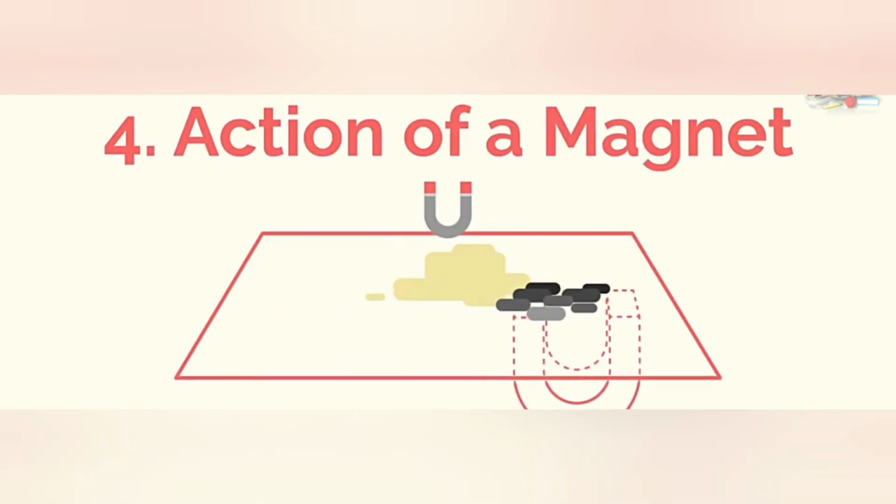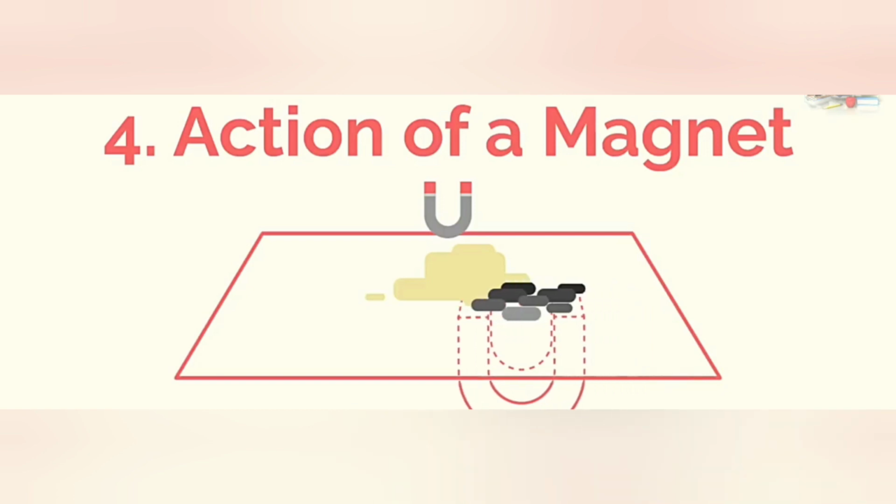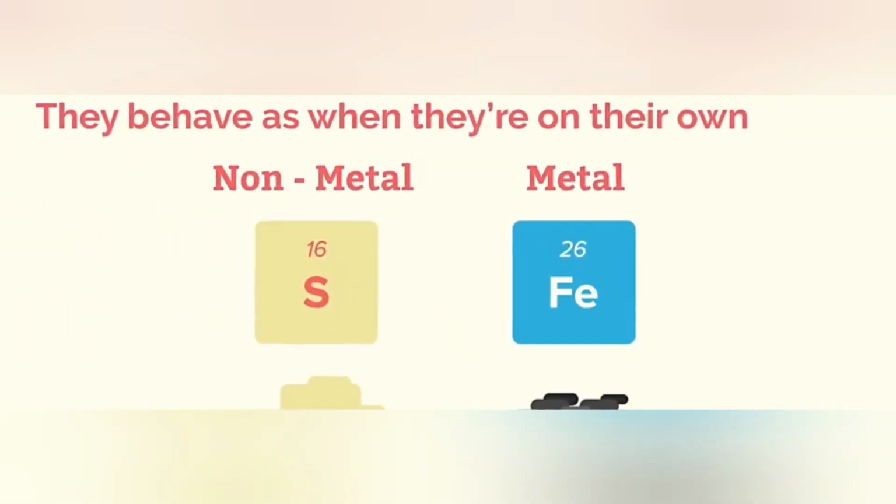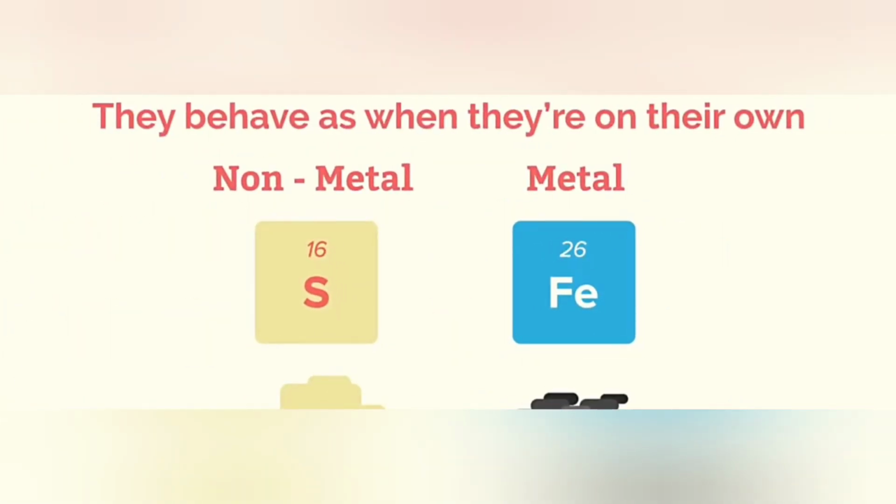Again, as in the test with water, the iron and sulfur can be separated, illustrating the fact that the components of the mixture can easily be separated by physical means. From these 4 tests, it can be seen that the components of a mixture behave in the exact same way as they did when they were on their own. That is, they retain their separate identities.